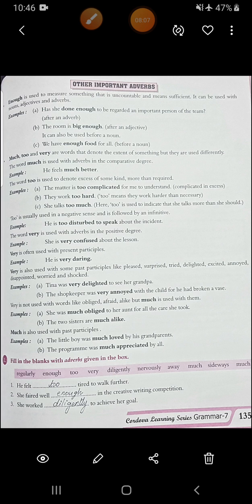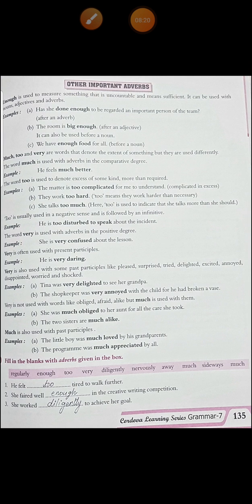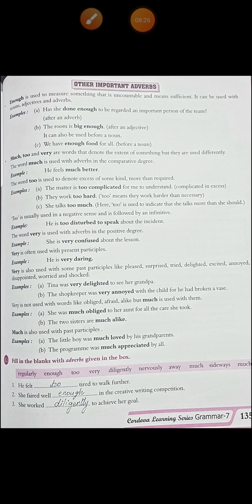Then much is also used with past participles. The little boy was much loved by his grandparents. The program was much appreciated by all. Now, the next exercise that we have to do is you have to fill in the blanks with adverbs given in this pink box. See the first one, he felt too tired to walk further. It is in negative sense, no? So means he is now tired in this negative form, that he doesn't want to walk further.